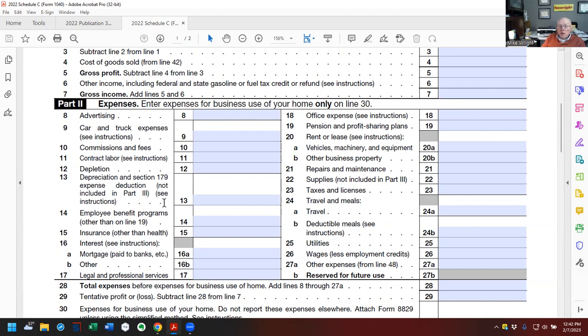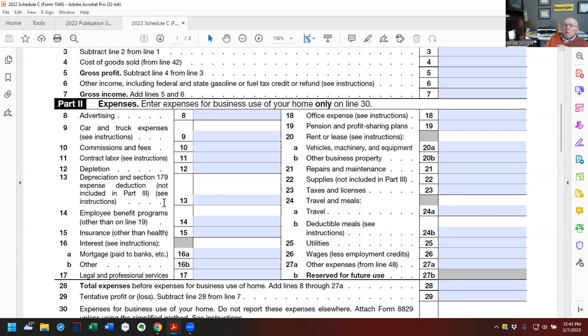And then we have employee benefit programs other than those on line 19. Line 19 tells us that that's pension and profit sharing plans. So employee benefit programs would be things like if you provide QSEHRA health coverage for employees, or other health coverages that employees are entitled to get, or gifts, or other kinds of things that employees receive for being employees, as opposed to pension and profit sharing plans like 401(k)s and other SEPs and SIMPLEs and so forth.